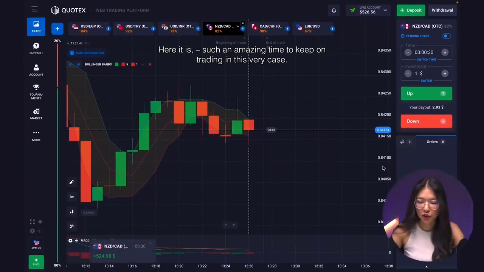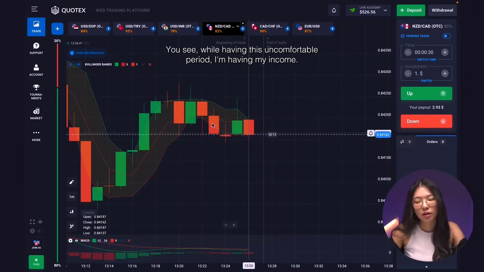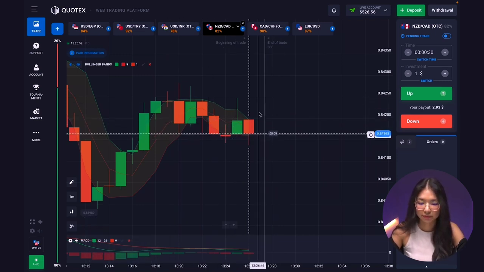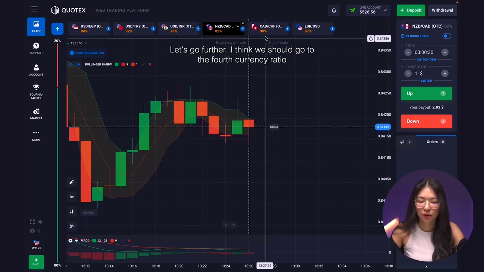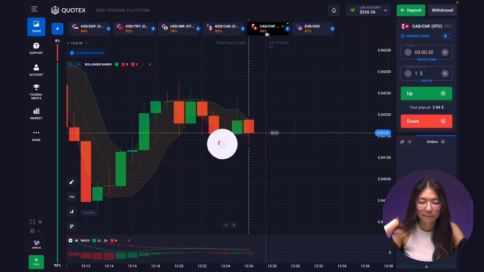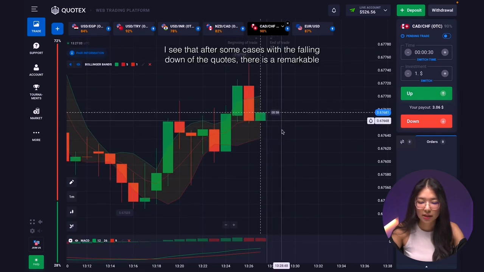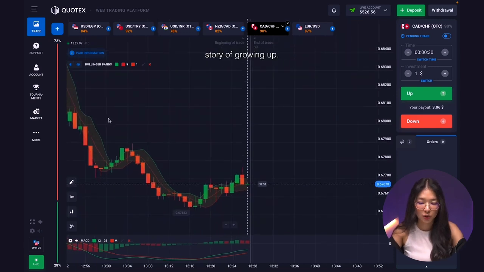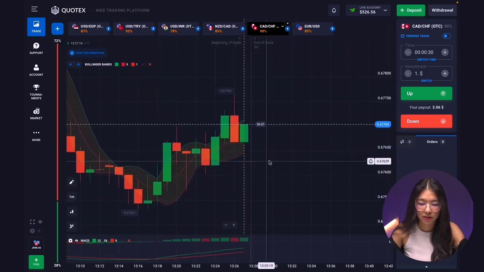And here it is, guys, such an amazing time to keep on trading in this very case. You see, while having this uncomfortable period, I'm having my income. So let's go further. I think we should go to the third currency ratio. And what are those guys showing us? I see that after some cases with the falling down of the quotes, there is a remarkable story of growing up. So we'll be racing with them.